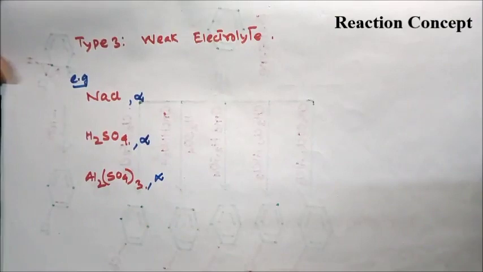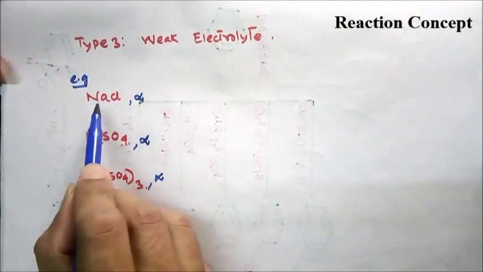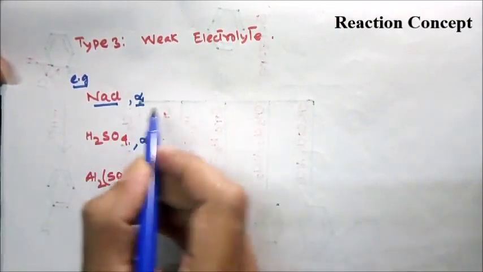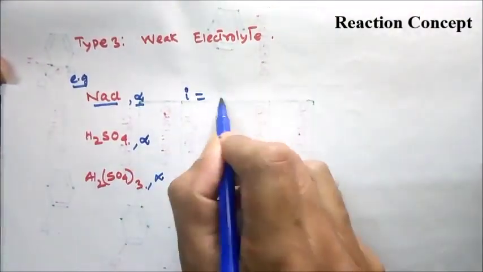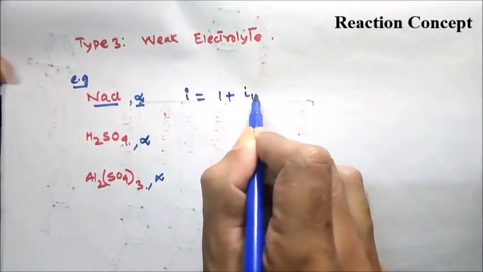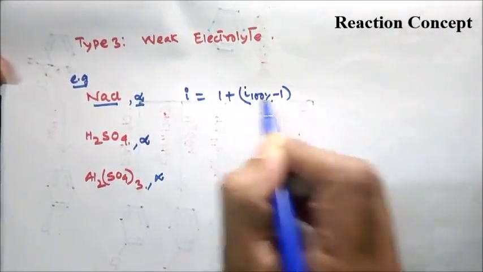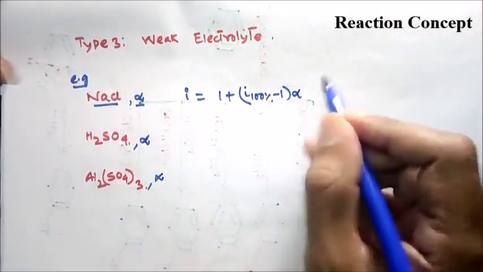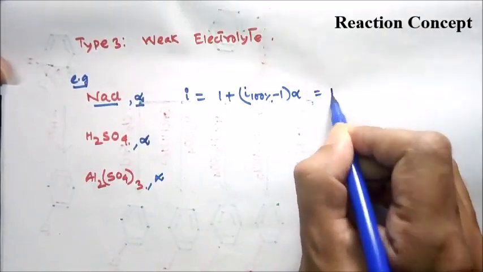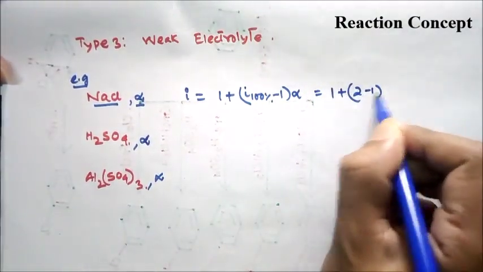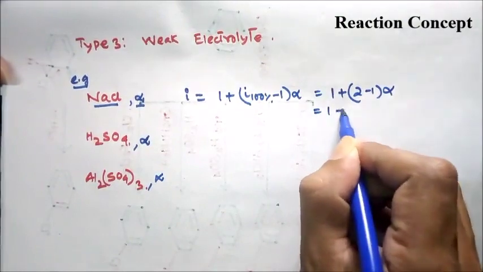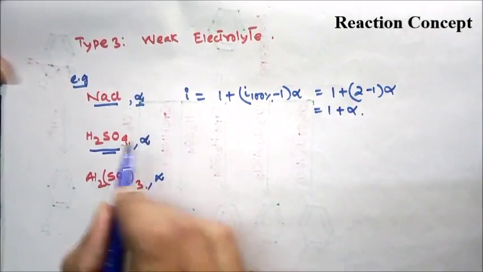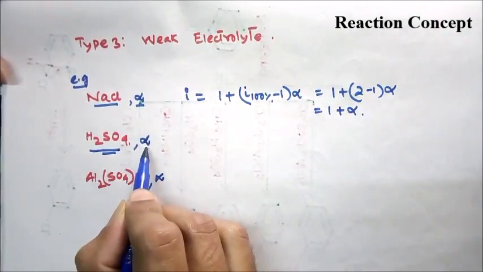Let us consider some examples of weak electrolytes. Suppose NaCl is a weak electrolyte and its degree of dissociation is given as alpha. So the Vant Hoff factor I here would be 1 plus (I 100% minus 1) into alpha. So for NaCl the I 100% would be 2. So 1 plus (2 minus 1) into alpha. It will result as 1 plus alpha.